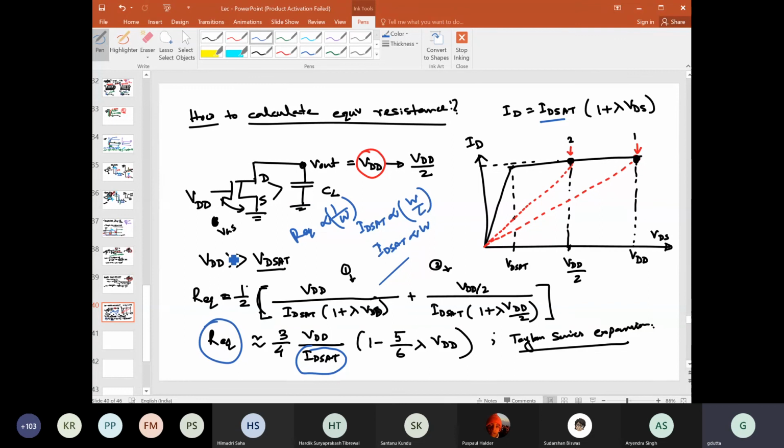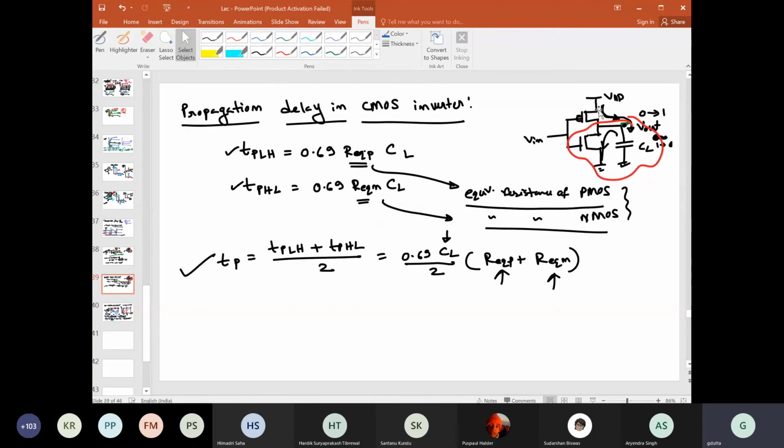Also from here we can quite easily estimate what would be the value of equivalent resistance of this NMOS. Now the thing is that in CMOS we have both NMOS and PMOS. So far we have discussed NMOS. What about PMOS? That might be a question in your mind. So please consider that. I am not doing it here, but it will be almost the same thing.